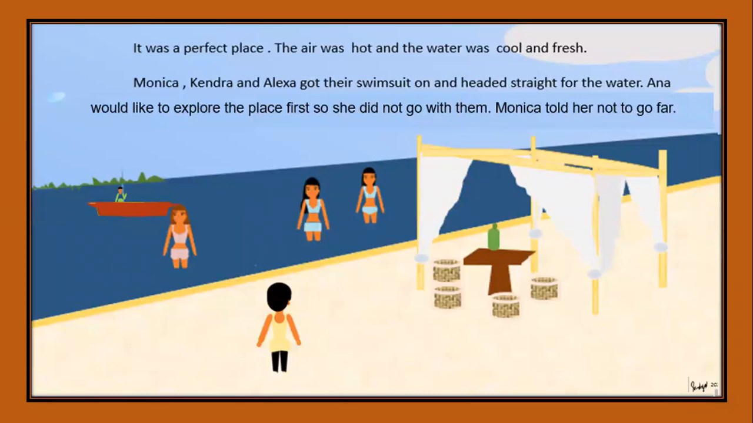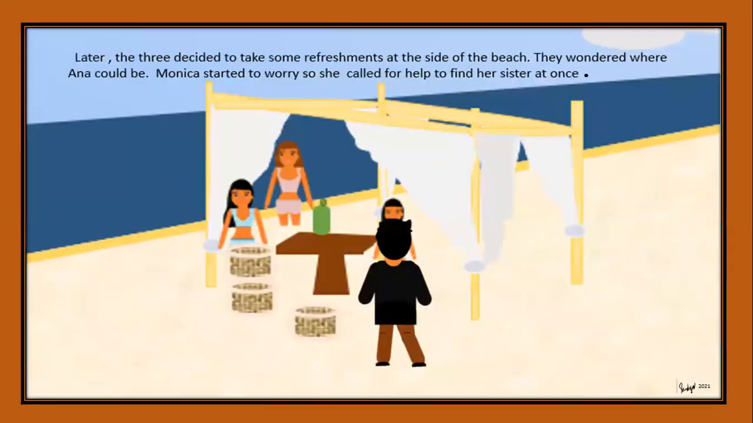The air was hot and the water was cool and fresh. Monica, Kendra, and Alexa got their swimsuit on and headed straight for the water. Anna would like to explore the place first, so she did not go with them. Monica told her not to go far. Later, the three decided to take some refreshments at the side of the beach. They wondered where Anna could be. Monica started to worry, so she called for help to find her sister at once.